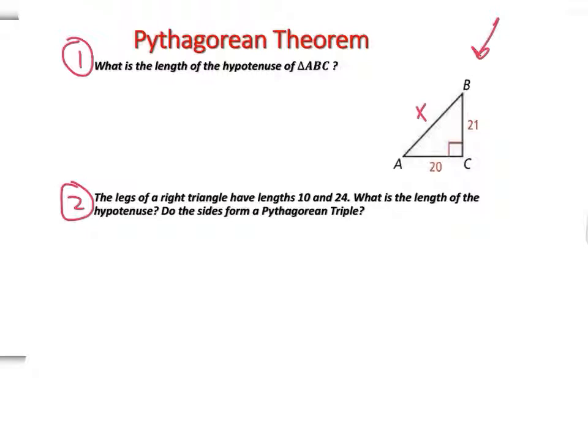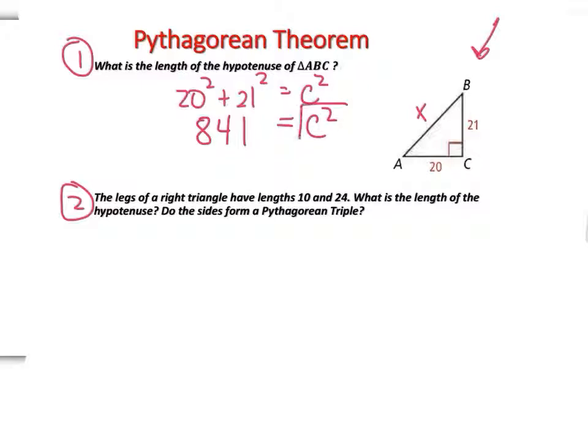Okay, so using a squared plus b squared equals c squared, we'll have 20 squared plus 21 squared is equal to c squared. So we're solving for c. Okay, so 20 squared plus 21 squared, I could type that directly into the calculator, and I get 841 is equal to c squared.